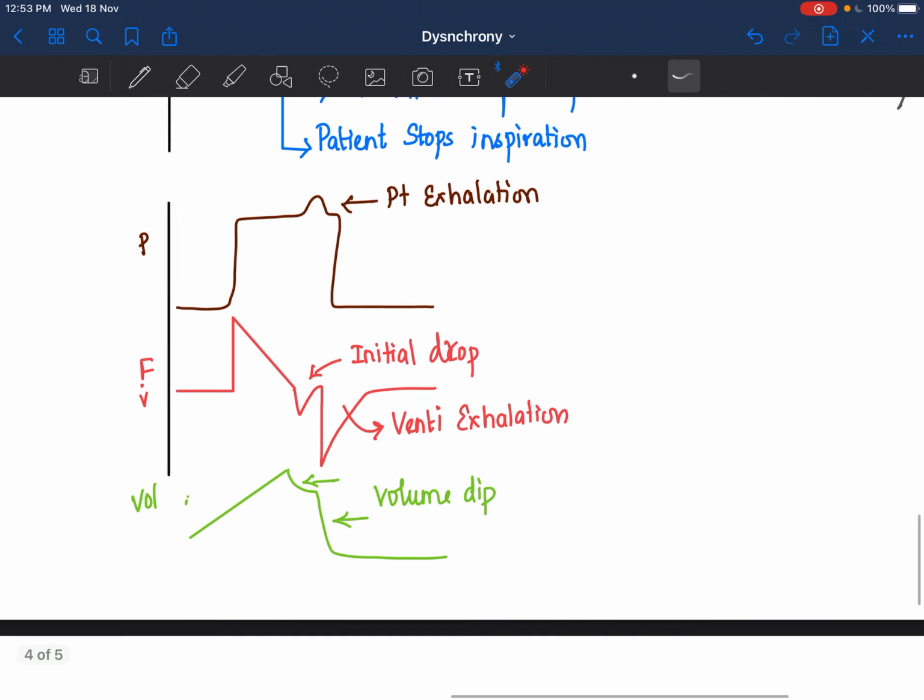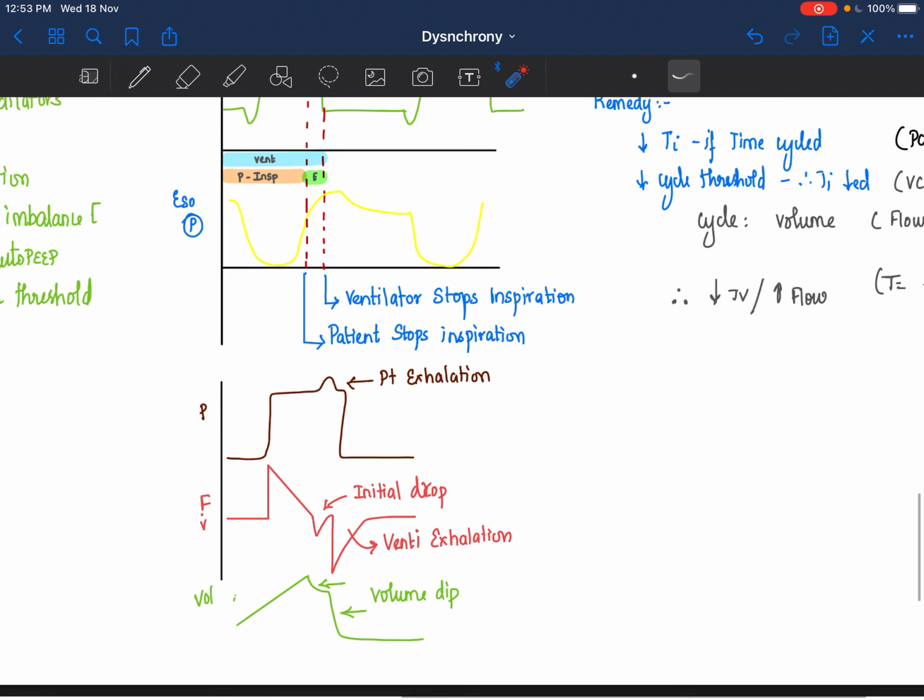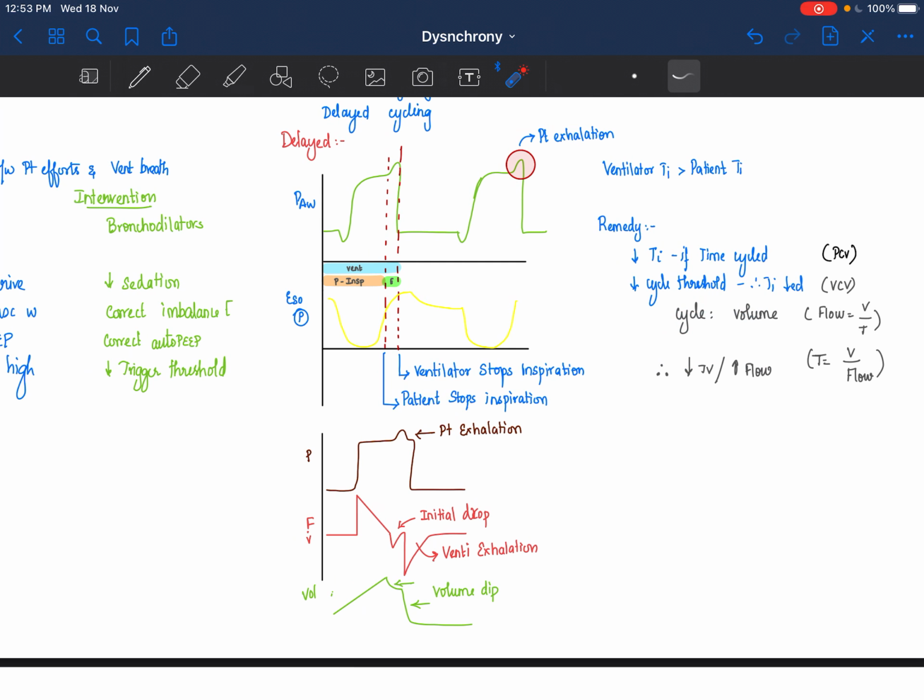In a volume waveform, this is how it is going to look. There is an initial rise whenever there is inspiration, then a small dip in the volume because the patient has already started exhaling, and then a larger dip when the ventilator starts exhaling. So, you will have 2 dips in your flow and 2 dips in your volume waveform. This is your delayed cycling.